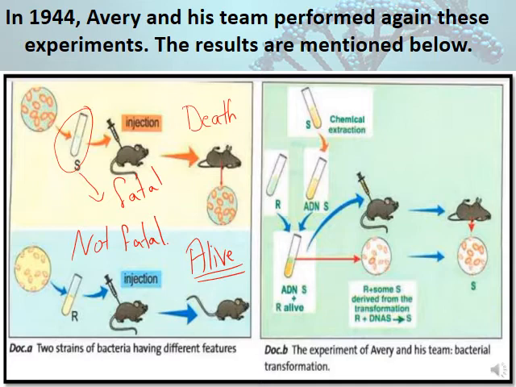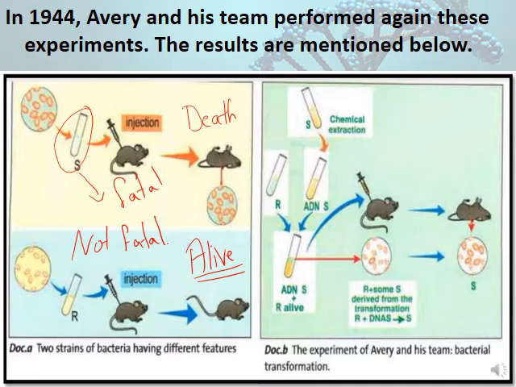So after the injection of the type S strain of the bacterium pneumococcus into the mice, they die. What does this indicate? This indicates that the type S, the smooth type, is fatal. Whereas after the injection of the type R, the mouse remains alive. So this indicates that the type R is not fatal since it doesn't cause the death of the mouse.